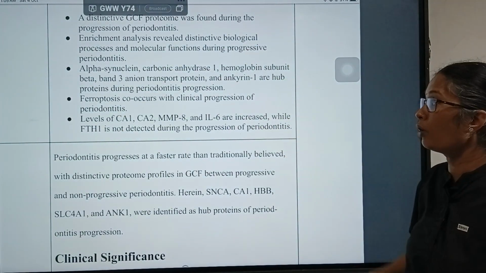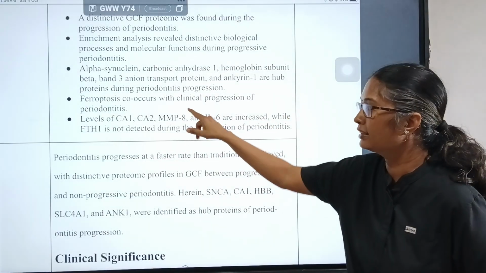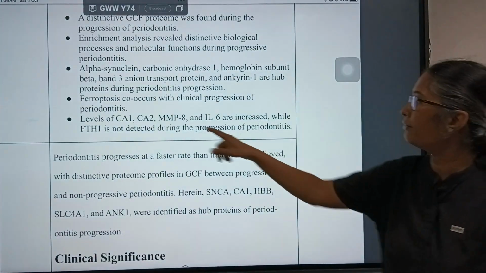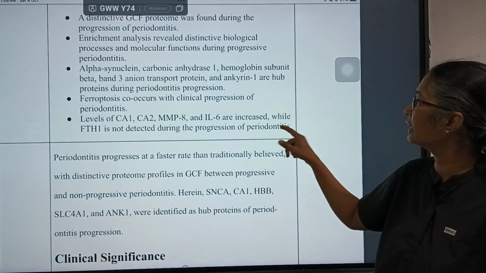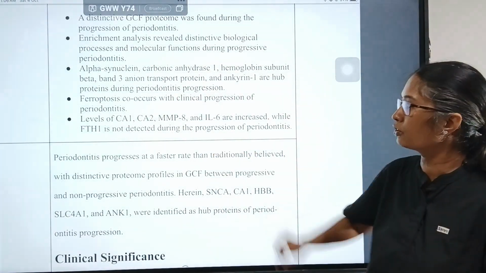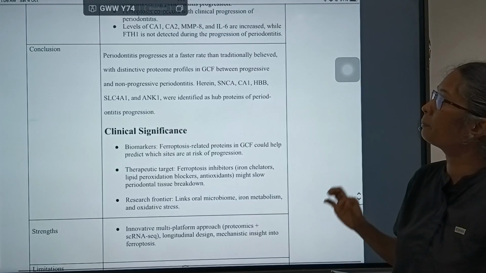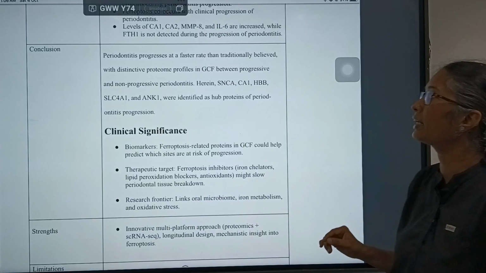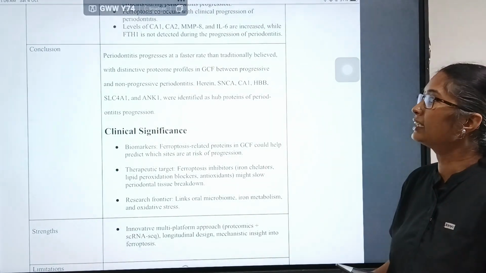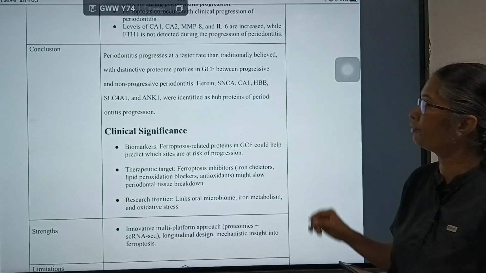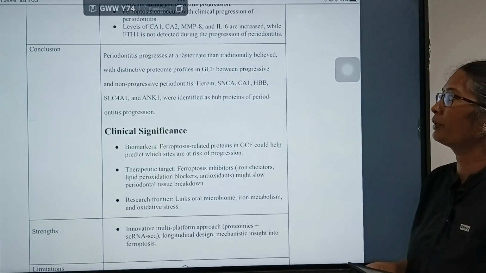And ferroptosis co-occurs with clinical progression of periodontitis. This they also found. So the levels of all these cytokines were increased, while FTH1 was not detected during the progression of periodontitis. And in conclusion, they said that periodontitis progresses at a faster rate than traditionally believed, with distinctive proteomic profiles in the GCF between the progressive and non-progressive periodontitis.